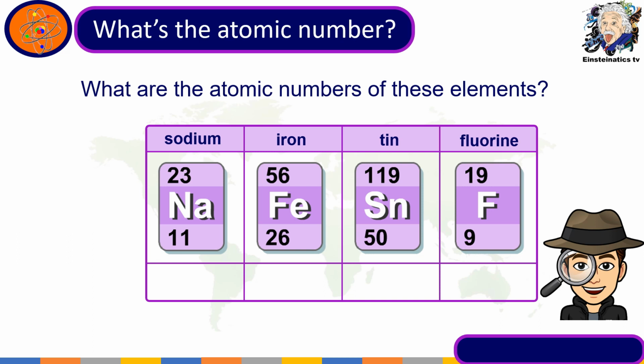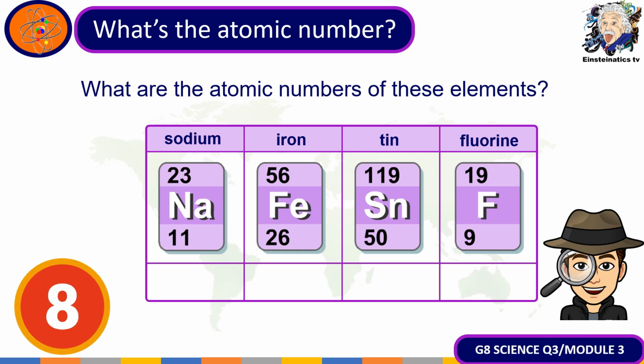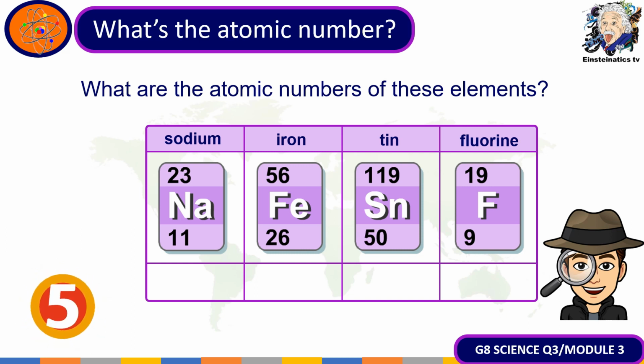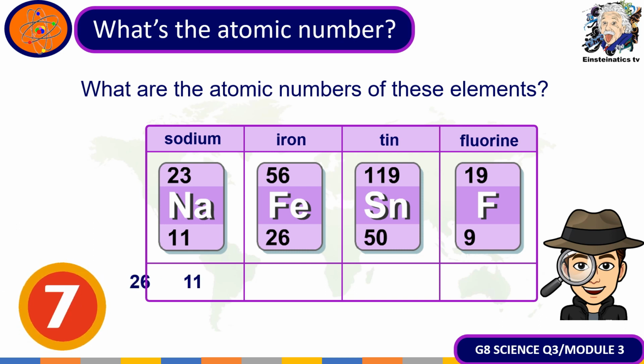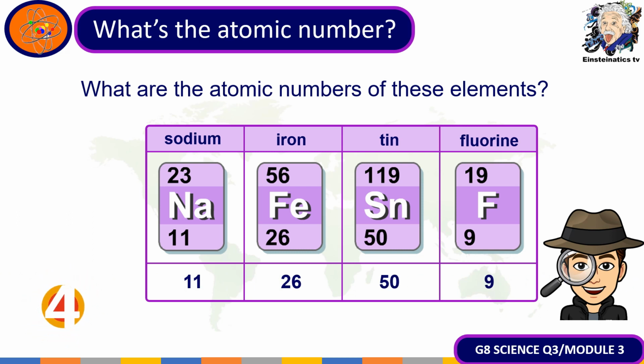Now let us try to compute the atomic number of the given elements. So can you try to guess or can you try to solve the atomic numbers of these elements? So you may pause the video while answering, but you will only be given 10 seconds. So are you ready? So the correct answers would be this one. For sodium, you have 11, iron is 26, tin is 50, and for fluorine, you have 9.